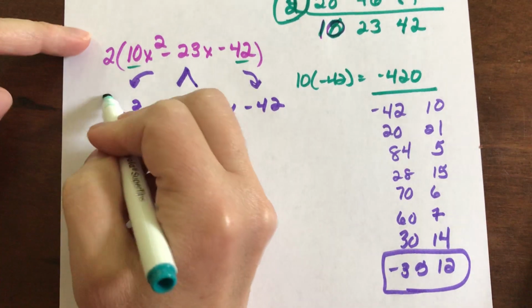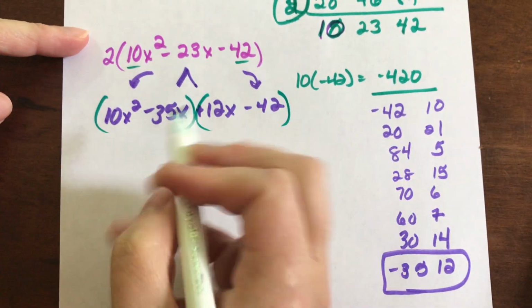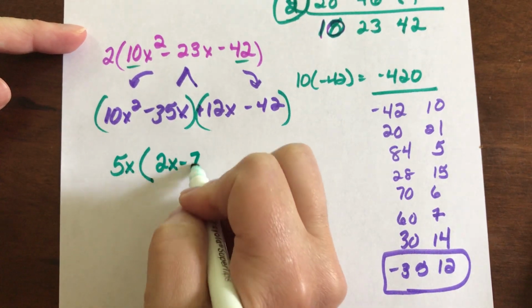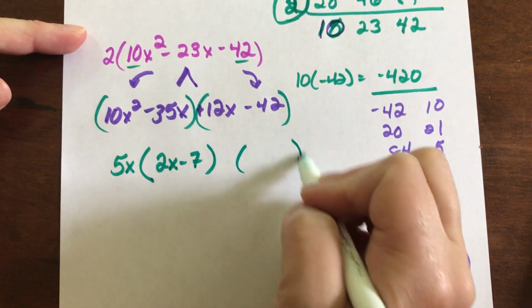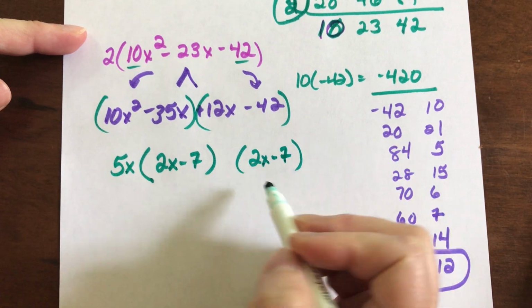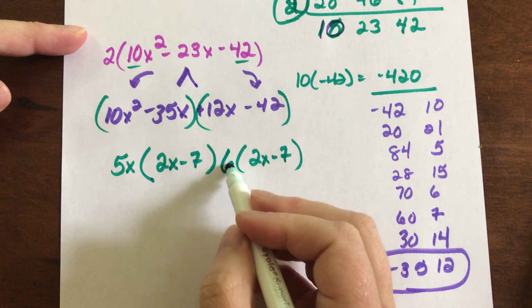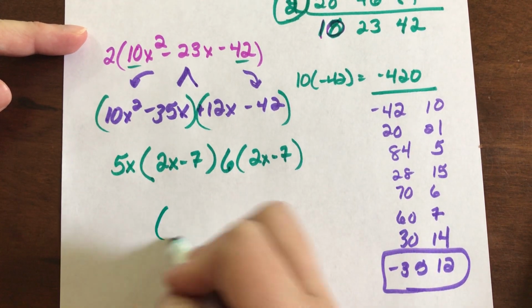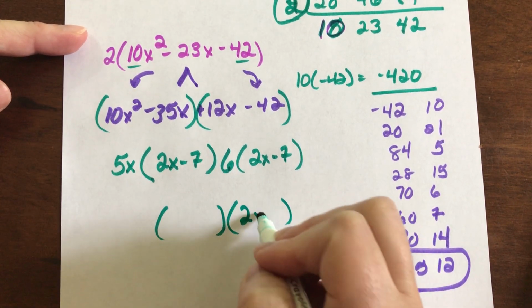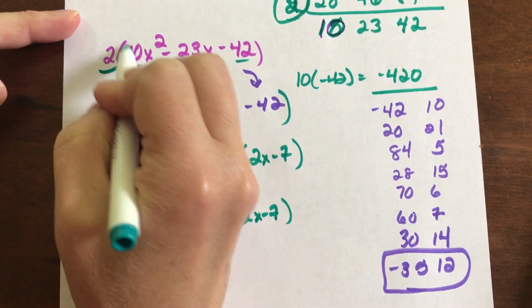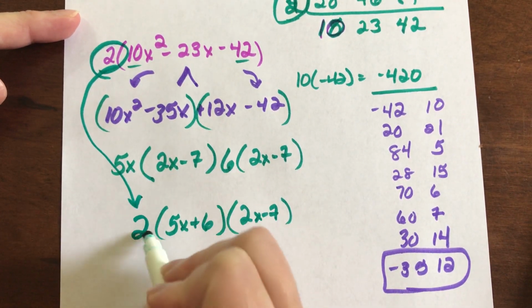Okay, and then I'm going to group the first two and the last two. I'm going to pull out a 5x here, which is going to give me 2x minus 7. So I know this side has to be 2x minus 7. So 2x times what is 12x? 6, duh. And 6 times 7 is 42. Good. So I have 2x minus 7 in one. I have 5x plus 6 in the other. And the 2 you put down.